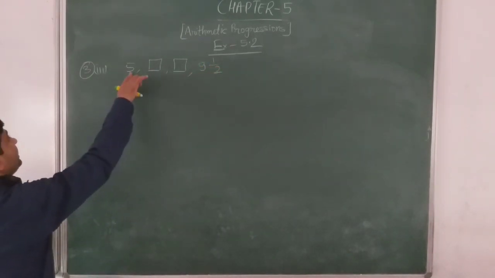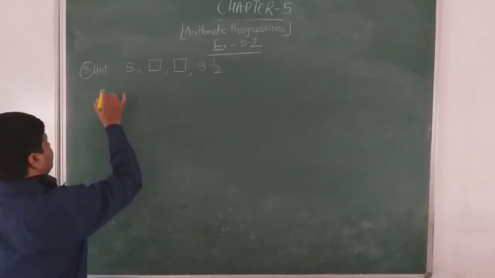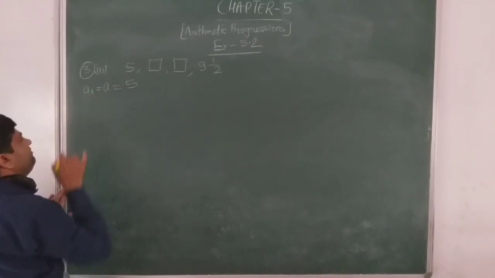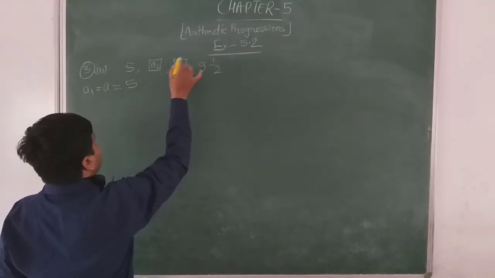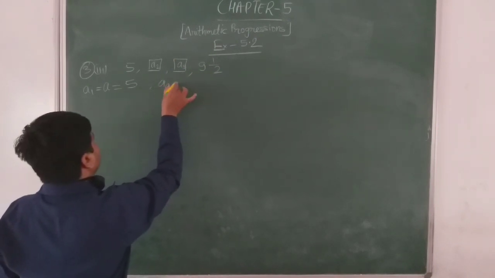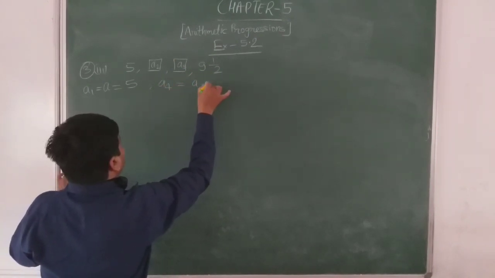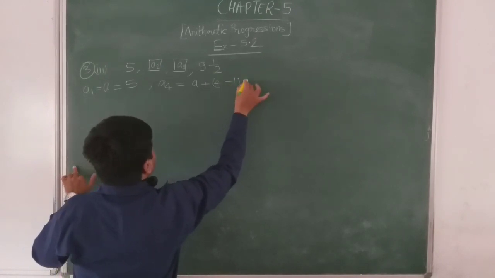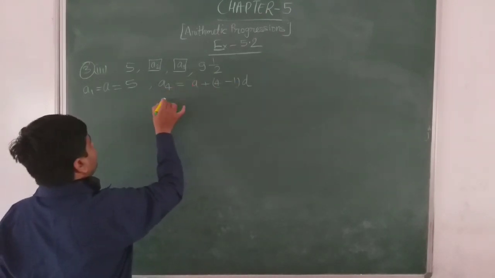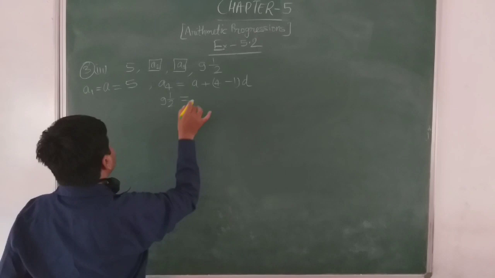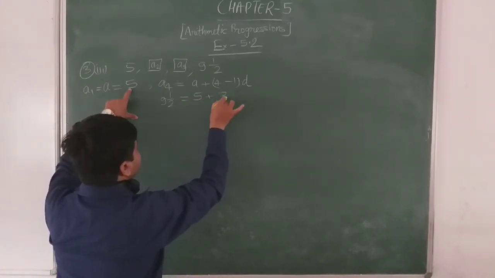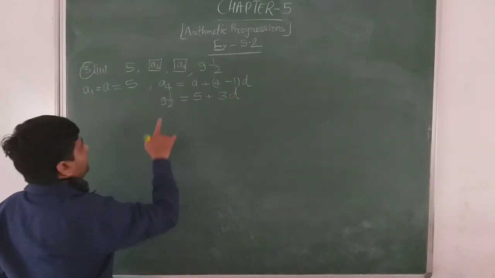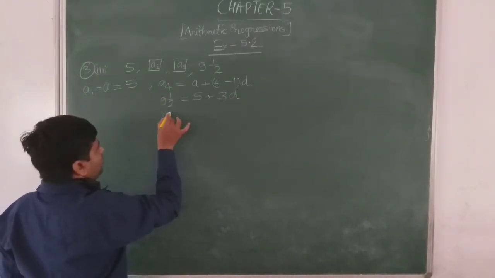Now the first term is A that is 5. First term A or A1, we can write A1 or A equals 5. Second term we have to find, third term we have to find, and the fourth term is given, A4, that is A plus (4 minus 1) into D. A plus (N minus 1) D. A4 is given 9 complete 1 upon 2. The value of A is 5, plus (4 minus 1) that is 3, into D.